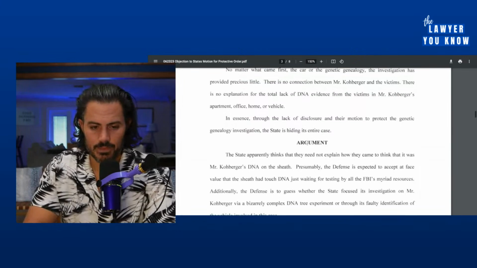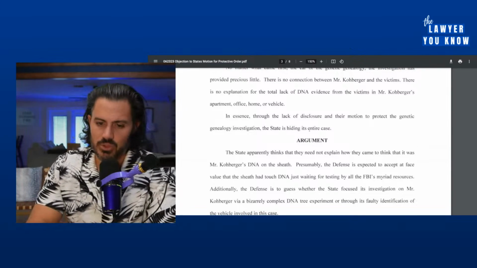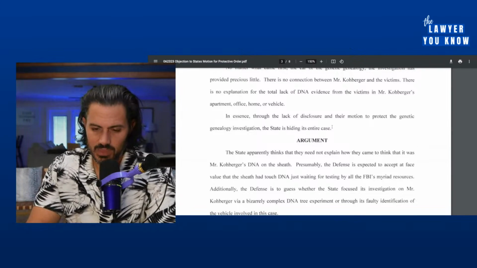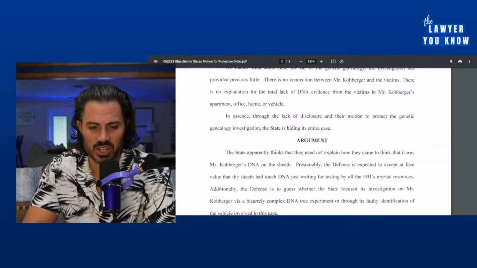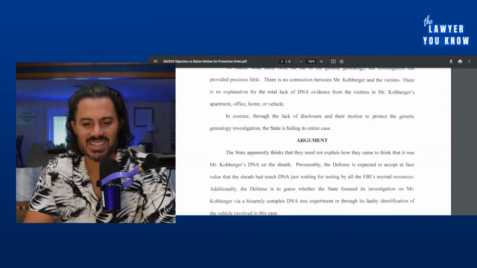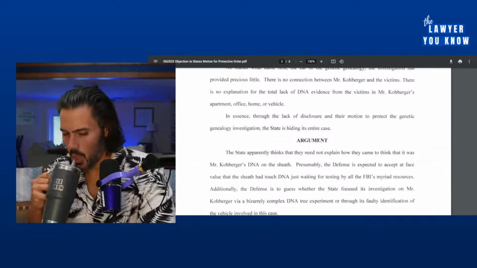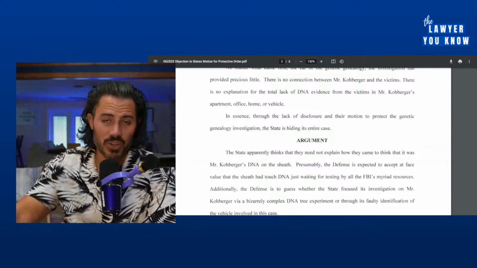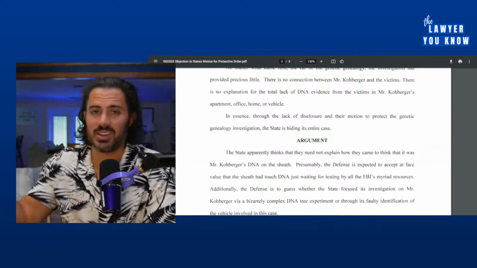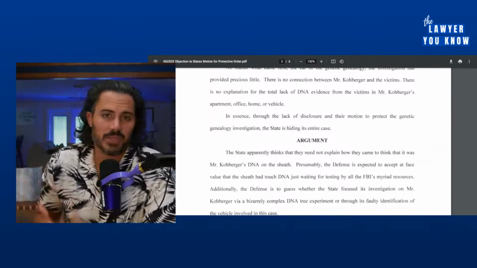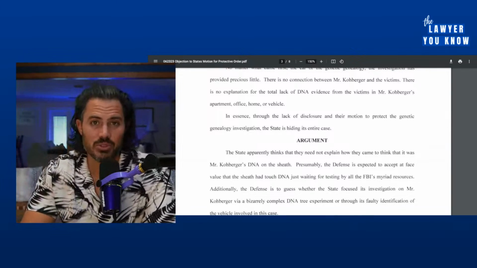All right. In essence, through the lack of disclosure and their motion to protect the genetic genealogy investigation, the state is hiding its entire case. I disagree. I can agree with the defense sometimes. I can disagree with the defense sometimes. That's going to happen. Same thing with the state. I agree sometimes. I disagree sometimes. I agree with him. That's absolutely wild.